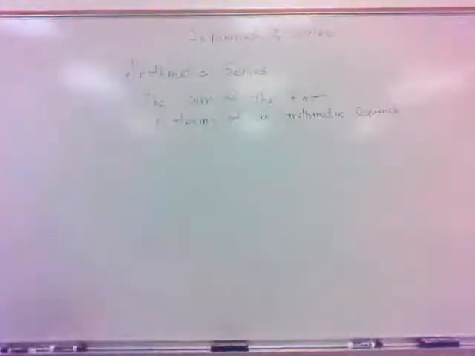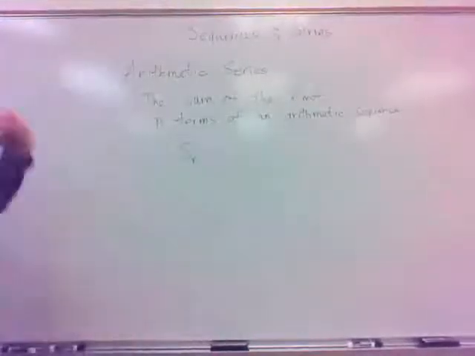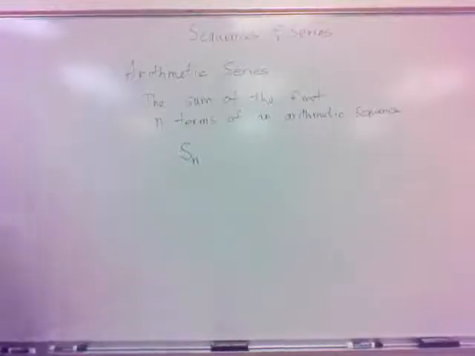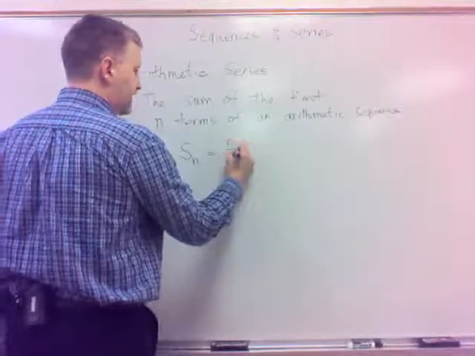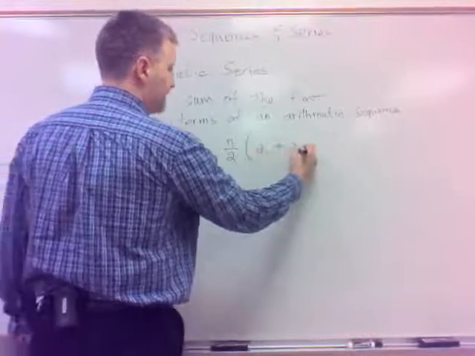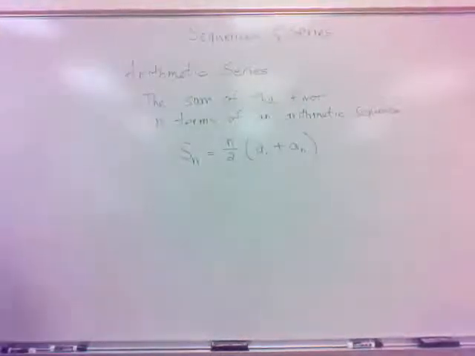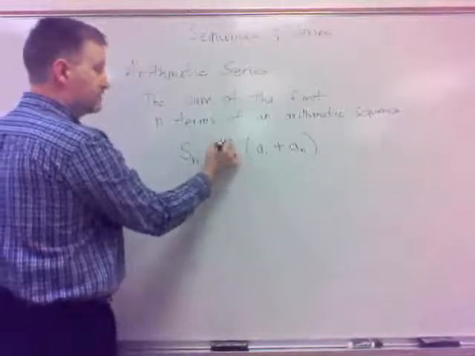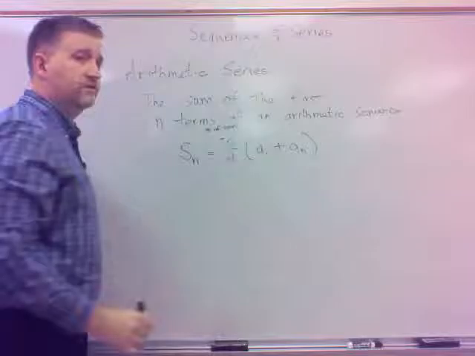Formula goes like this. S sub n, meaning the sum of the first n terms, is you take the number of terms, n, divided by 2, and then multiply a sub 1 plus a sub n. Now, like I said, we're doing the first n terms, so n is just the number of terms that we're summing up, and we're going to divide that by 2.